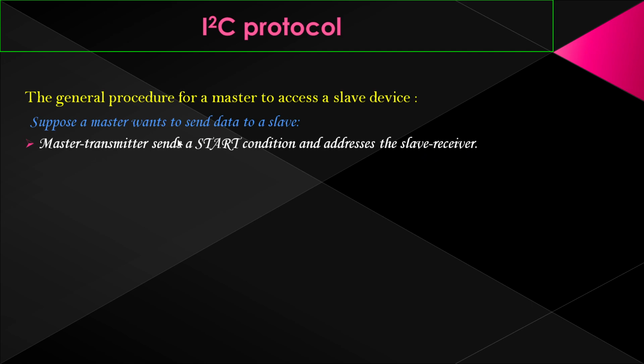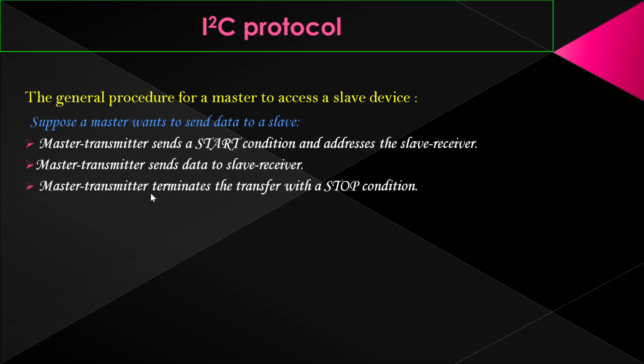First, the master will send the start condition, then the address of the slave. Done. Next, sending the data to the slave. The master transmitter terminates the transfer with stop condition. Done. Simple. Start condition, address, then data, then stop condition. Simple.